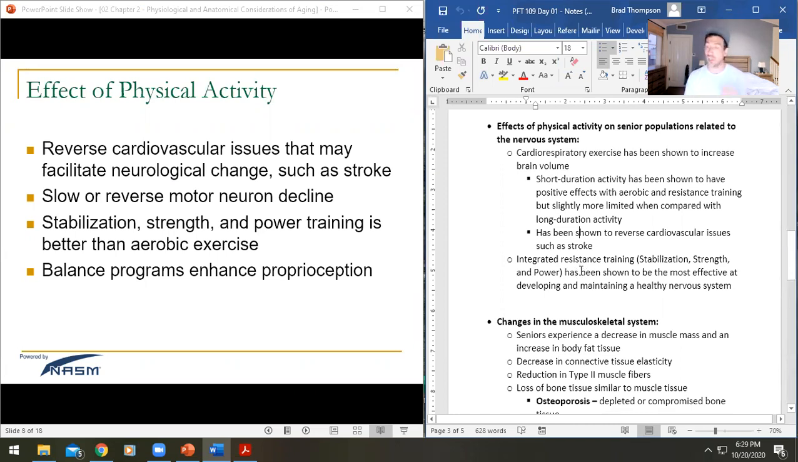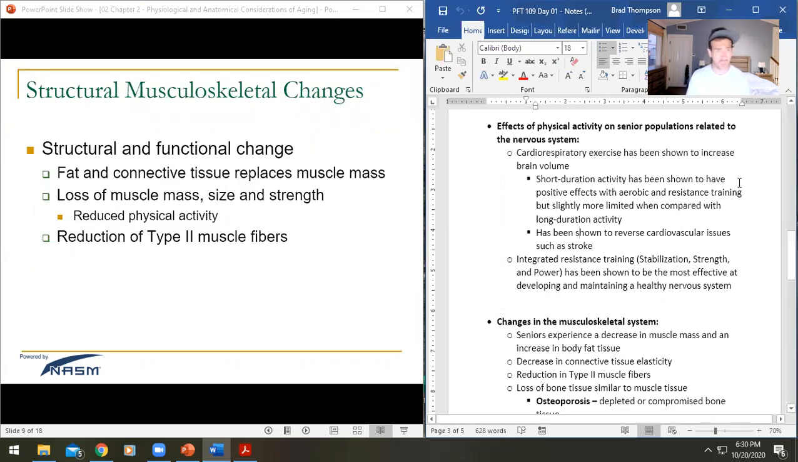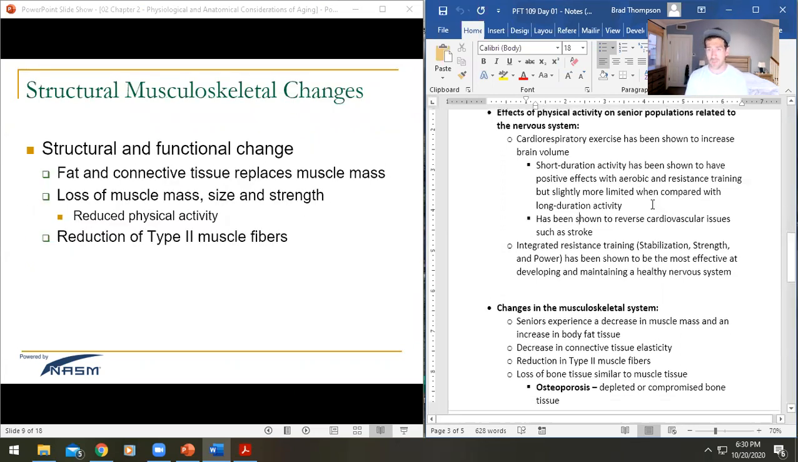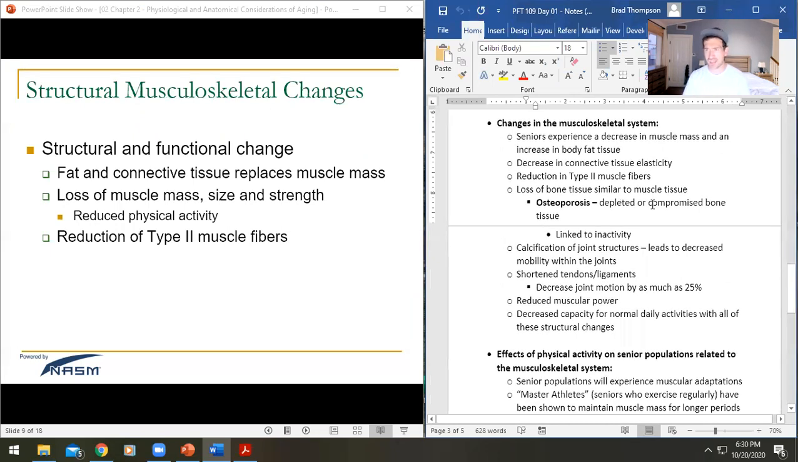And then, like I said, you're getting the best of both worlds when you put them together and do them as a circuit. Balance programs that can enhance your proprioception. Nothing but good things, right? Do you guys have any questions on any of that stuff before we talk about the brain, now we're going to move on to the muscles?